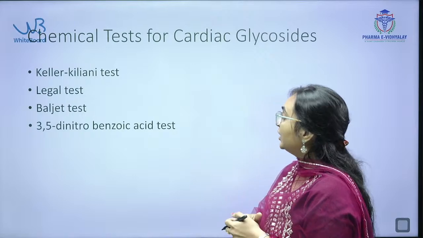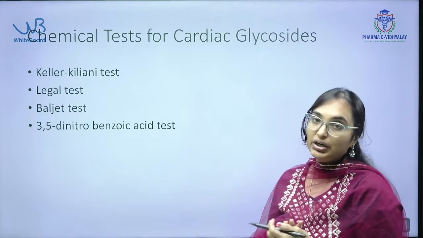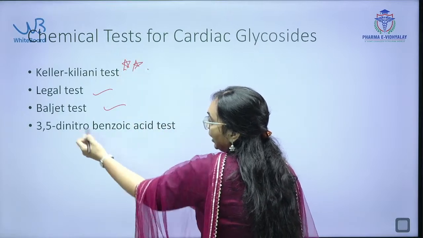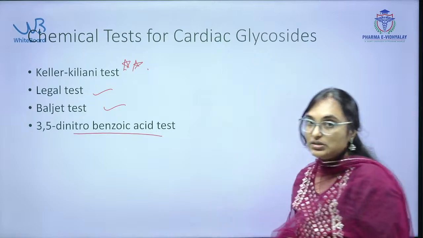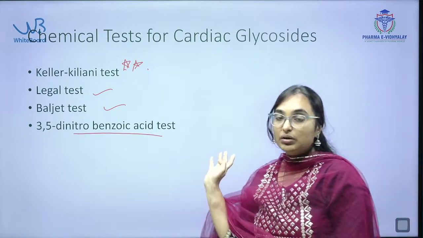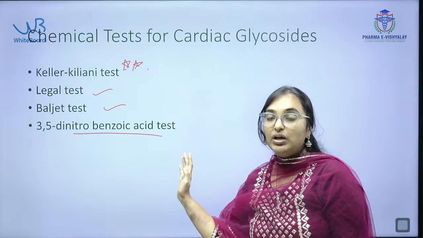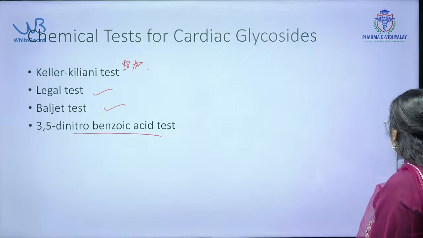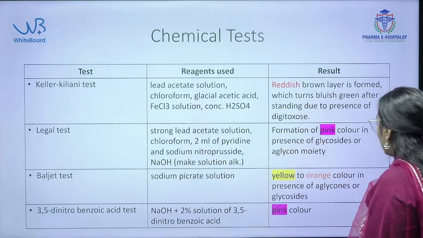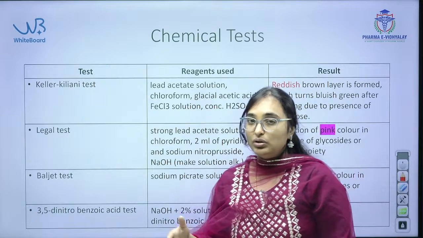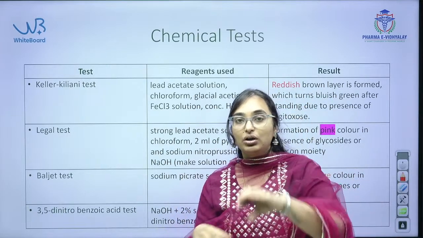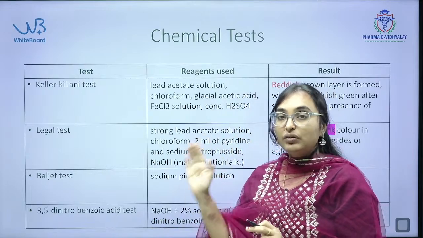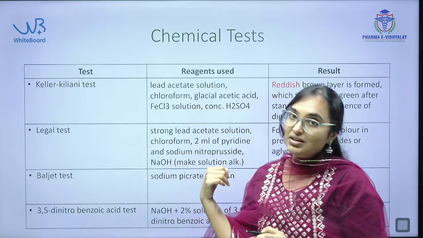When coming to cardiac glycosides, there are 4 important tests: Keller-Killiani test, Legal test, Baljet test and 3,5-dinitrobenzoic acid test. These 4 tests are used for the identification of the presence of cardiac glycosides. Now, let us see the overall gist of all these tests. I am not going to describe the process of all the tests, what you add after this and after that, that is not required. You just remember the reagents. Which reagent is used in which test and what is the result, that is enough.